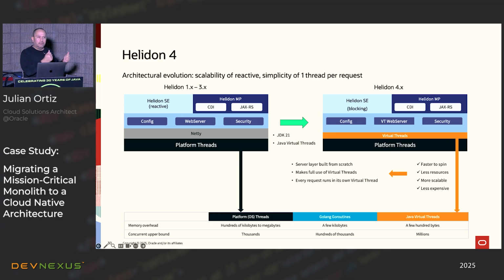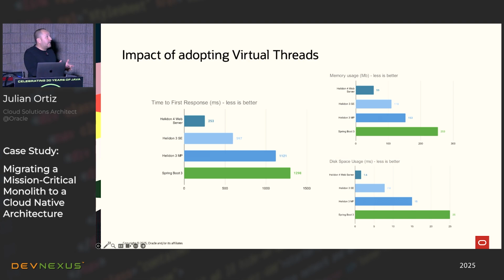It means, at the end of the day, cost benefits, an improvement in cost. So Helidon 4 is what we are looking for in every framework, every microservice that we build. It has a low memory overhead compared to others, and the concurrency upper bound is in the millions. So we were pretty much sold, and we wanted to test this with our internal applications. We compared it with previous versions and with some other frameworks that people know about.